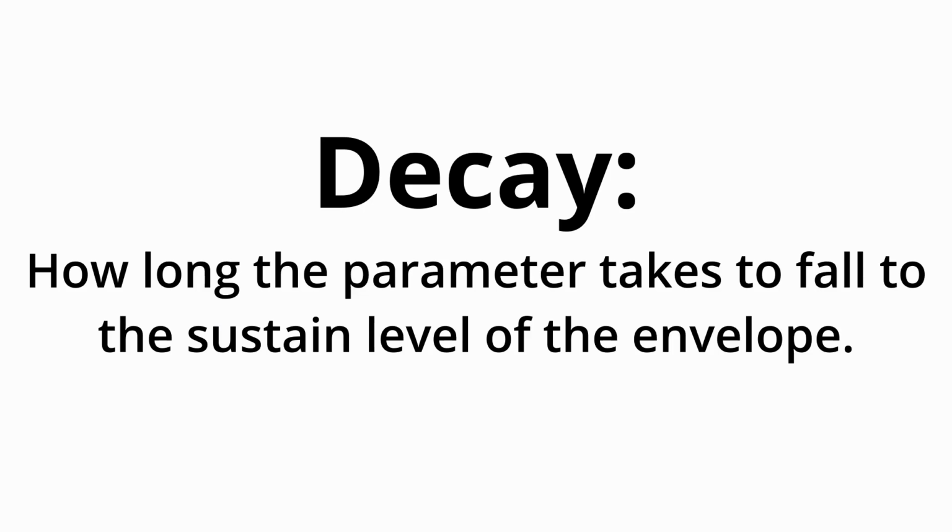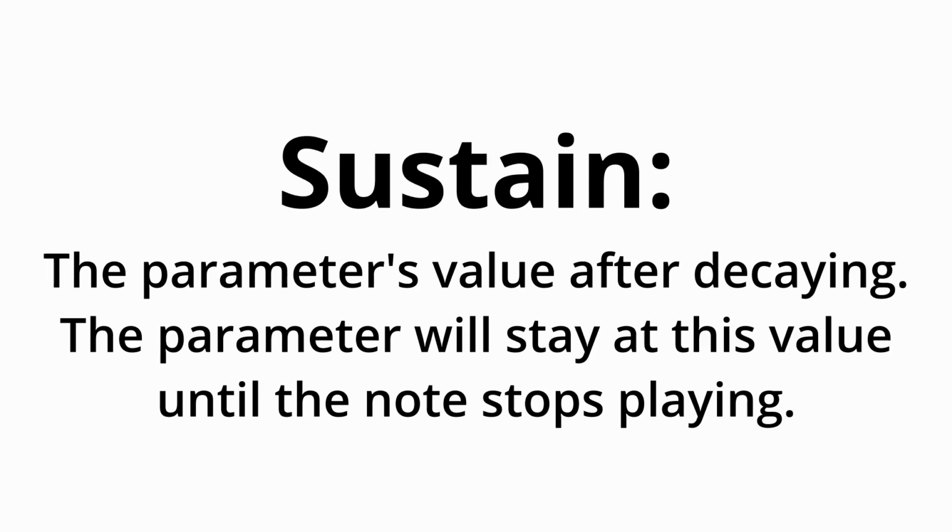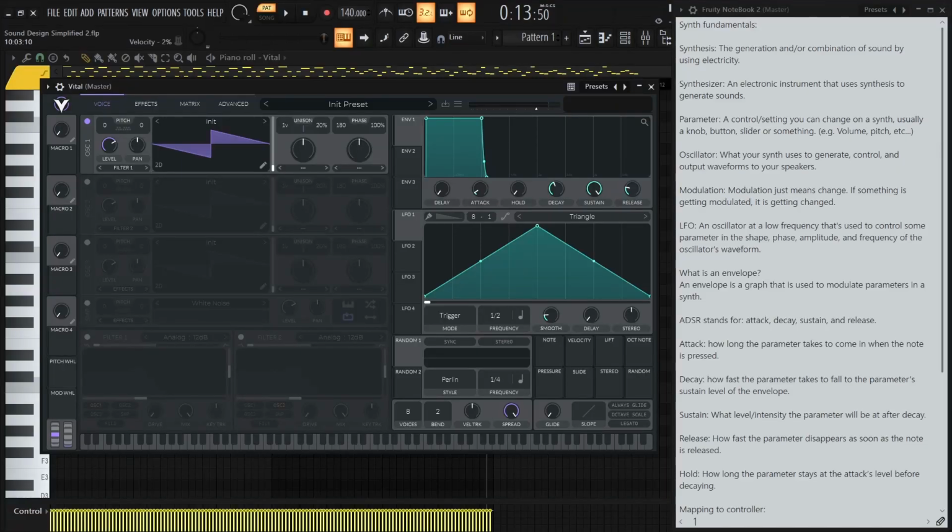Decay is how long the parameter takes to fall to the sustain level of the envelope. Sustain is just the parameter's value after decaying. The parameter will stay at the sustained value until the note stops playing. For example, if I change just the decay, we won't hear a difference. It's when we change the sustain, we'll start to hear a difference. And then we can shorten it or lengthen it.